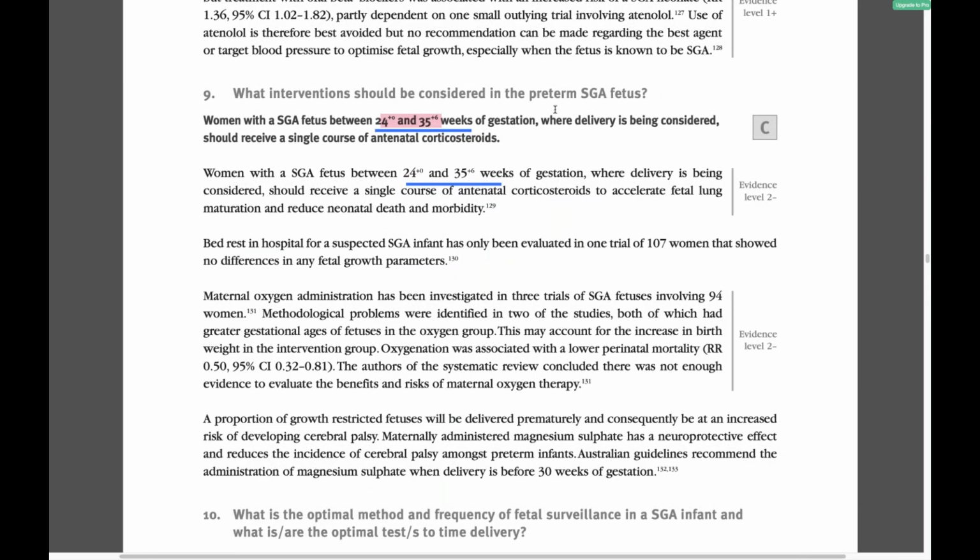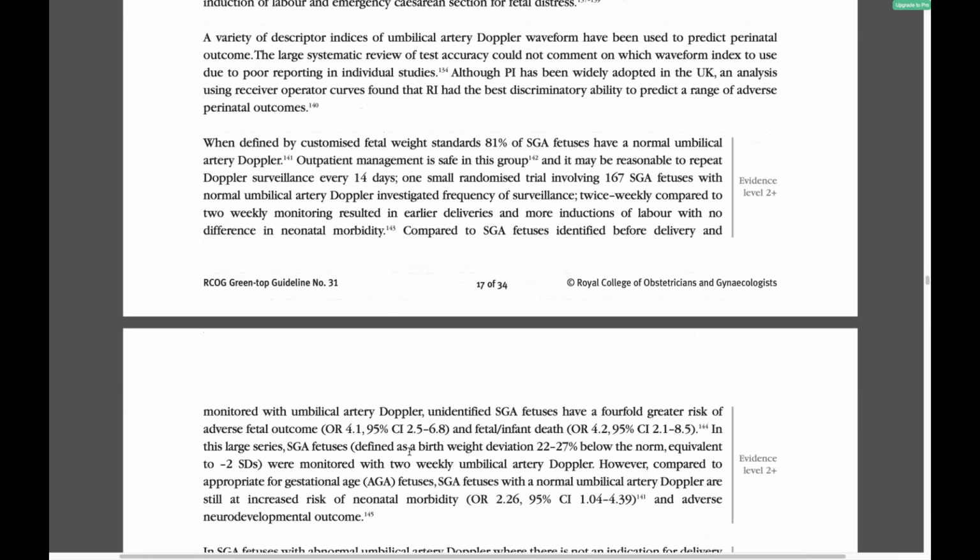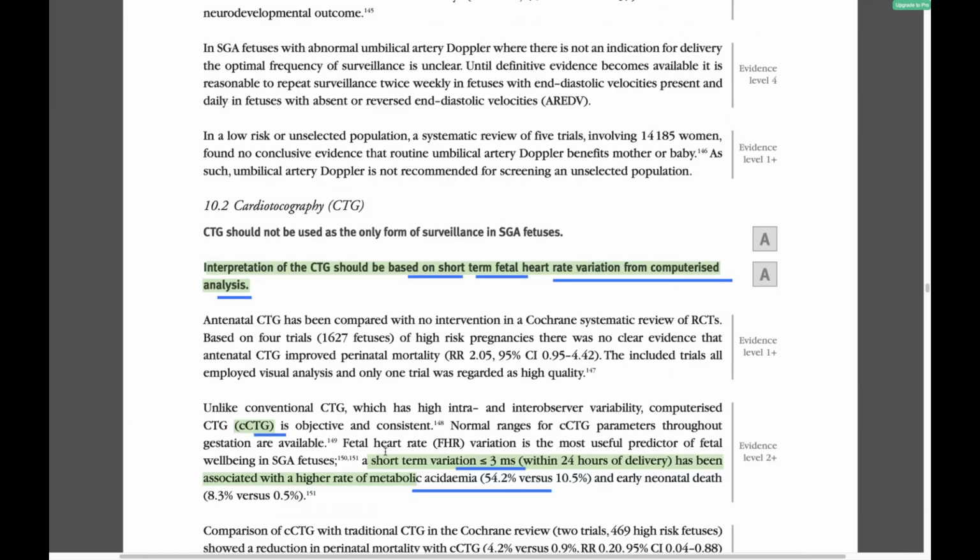If the SGA baby is there and you have to deliver them, at what weeks of gestation will you give steroid? Between 24 and 35 weeks, 35 weeks plus 6 days. You have to remember this. This part I have already done in the slides, so I won't be repeating it again because there would be confusion. I will send the screenshot of that slide from where the question comes.